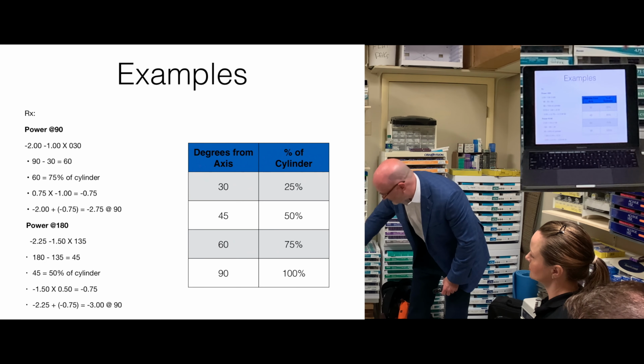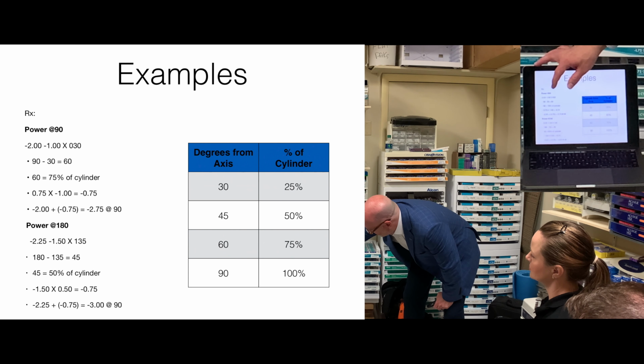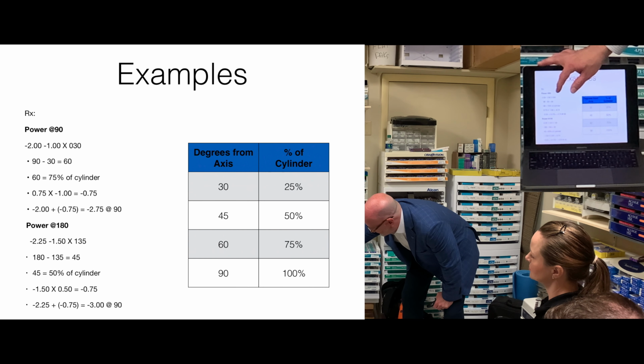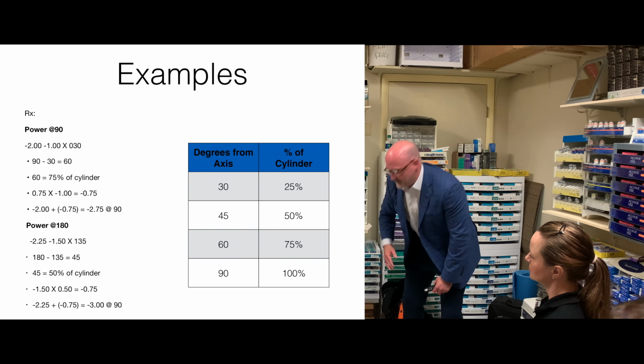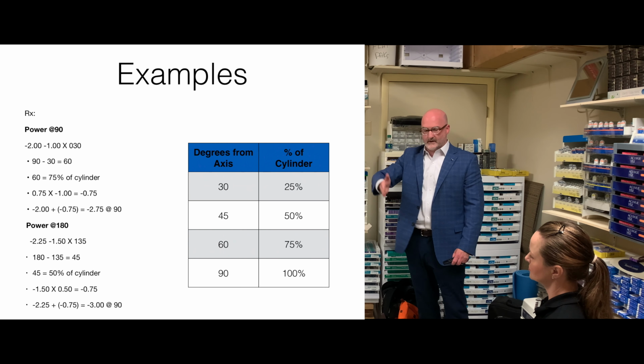So here's an example. Our x, what's the power at 90? So -2 -1 at 30 is 60 degrees away from 90. So 30, 60 degrees away. 60, 75%. So we're going to take 75% and multiply it by our cylinder, and we're going to get -75. We're going to add that 75 back to the sphere power, so we have a total power of 2.75 in the 90th meridian.